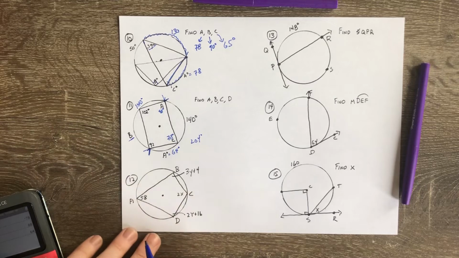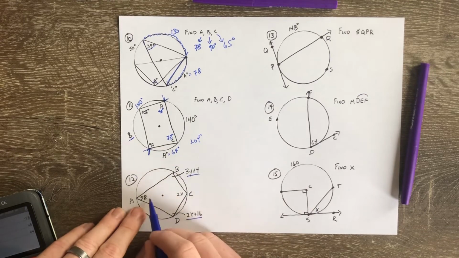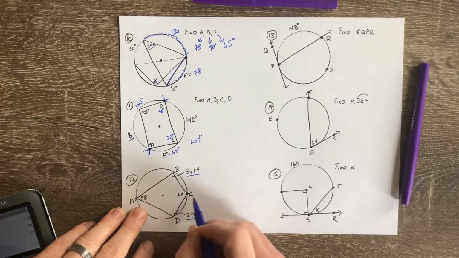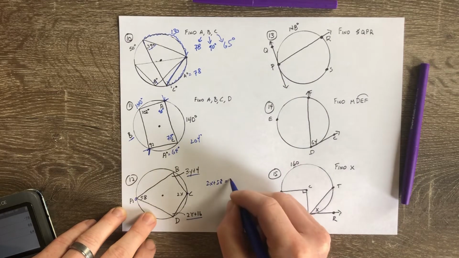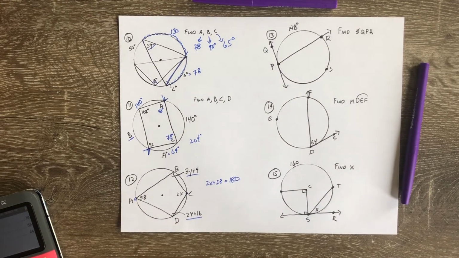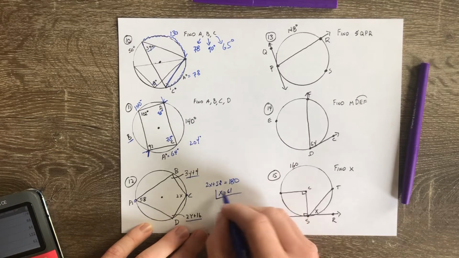All right, let's keep going here. Number 12. So, again, this is a quadrilateral. These two are going to be supplementary, so if I go 2x plus 58, I can set that equal to 180. So if I do 180 minus 58, divided by 2, I can get x to be equal to 61.